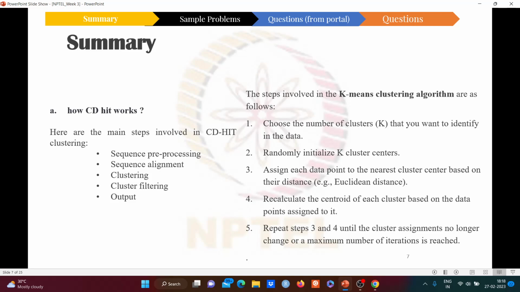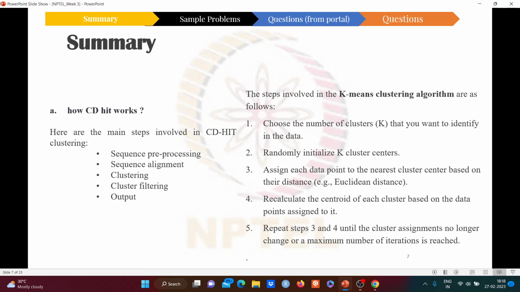Okay, since we have talked about clustering in CD-HIT, let's talk about the famous clustering algorithm, that is the K-means algorithm, which is used to partition a set of data into K clusters based on their similarity. This K-means clustering algorithm works by iteratively assigning the data points to the nearest cluster center and then recalculating the cluster center based on the new assignments. The process continues until convergence, that is, until the cluster assignments no longer change.